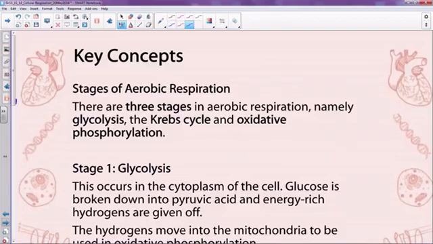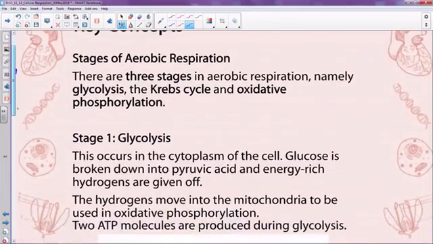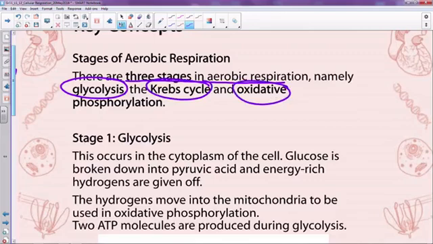Okay, we're going to look at an overview of the stages of respiration, and understand exactly what happens in each of them before we get to some questions. There are three stages in aerobic respiration. The first stage is called glycolysis. The second stage is known as the Krebs cycle, and the third, which has a somewhat complex name, is oxidative phosphorylation.